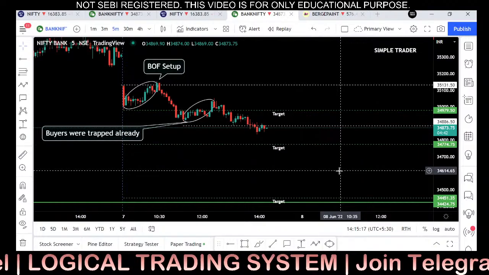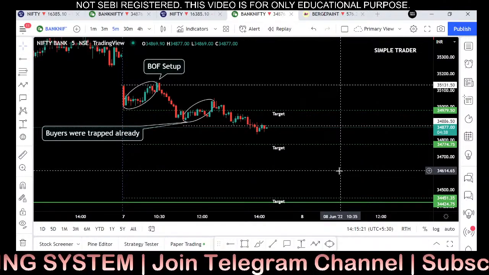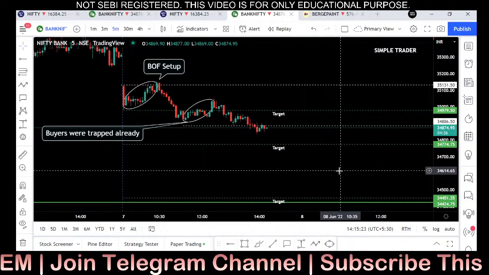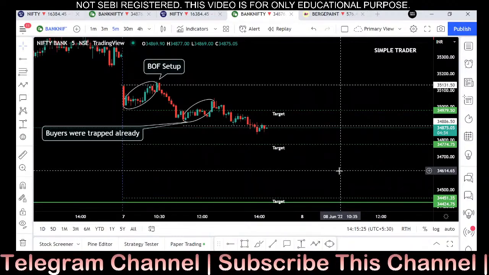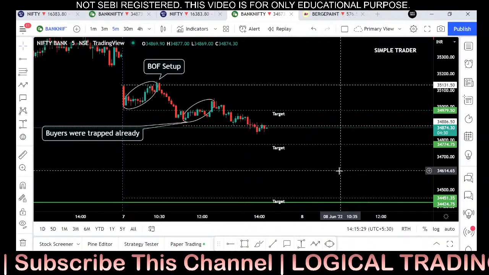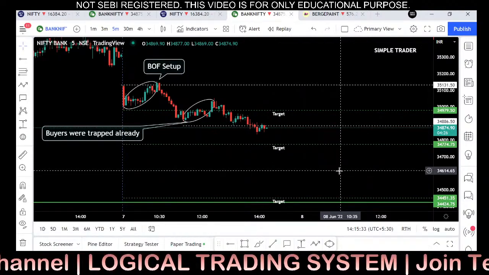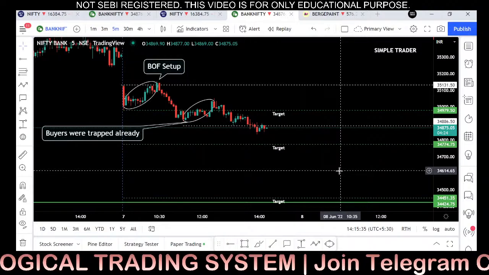So our job is to ignore the wrong direction trade and take the right direction trade with low risk and high reward. So that actually is done.